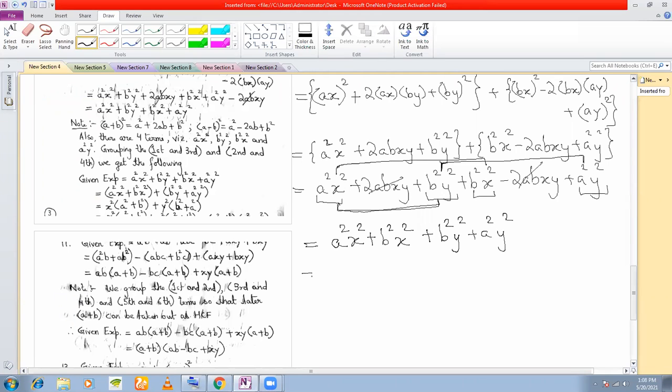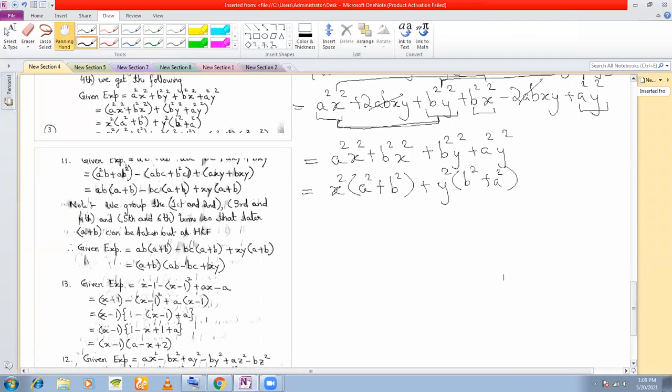Right? So now from the first two, I can take out the HCF x square. Once I take out x square, what am I left with? A square plus, and I am left with b square plus. Now from these two, I can take out a y square. I'm left with b square. I'm left with a square. So this is x square, b square plus a square, which can also be written as a square plus b square.